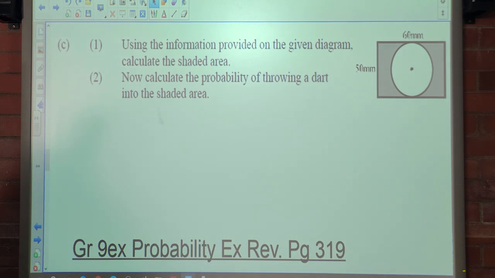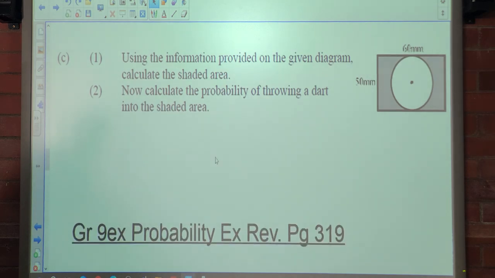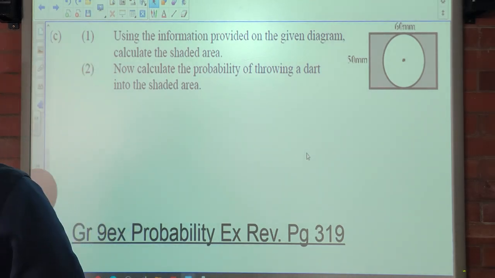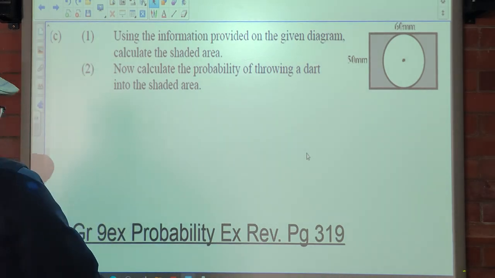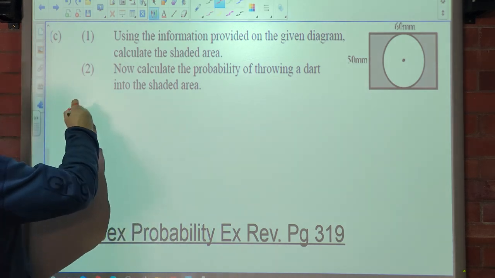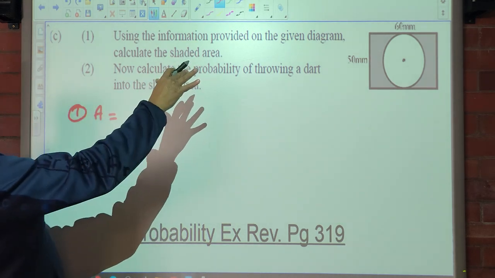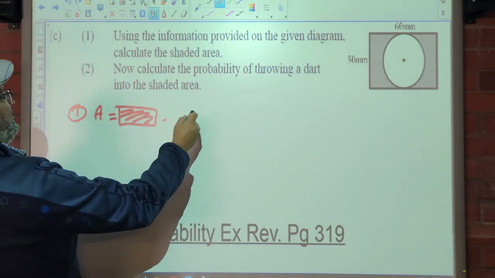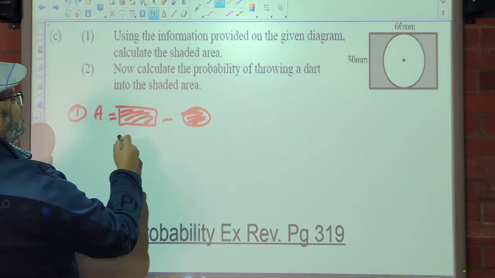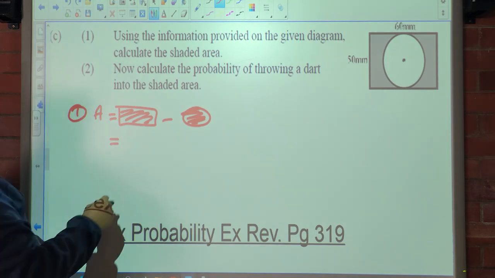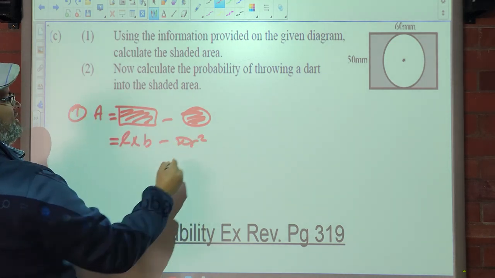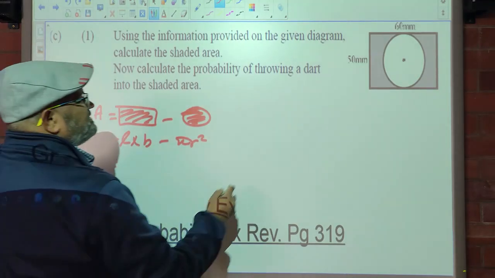This one we also did already, or similar. Using the information provided in the diagram, calculate the shaded area. How do you calculate the shaded area? Area is equal to the outer shape, which is a rectangle, minus the area of the circle. How do you calculate the area of a rectangle? Length times breadth. Area of a circle? Pi r squared.